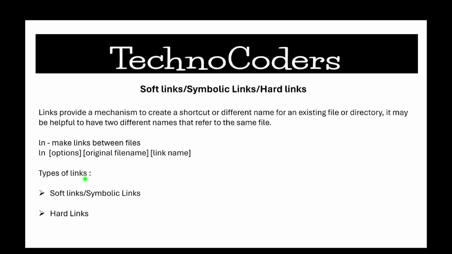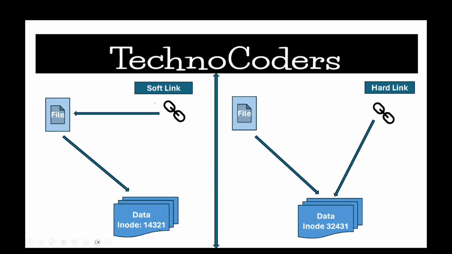So now, going to the types of links. We basically have two types of links: soft links, which we also call symbolic links, and hard links. On the left side, you can see how soft links work. Let's say that this is a file. I'm creating a soft link on the file. When I create a soft link, it attaches to this particular file, and when I open the soft link, it actually opens this particular file, which resides in the file system, and an inode number is given.